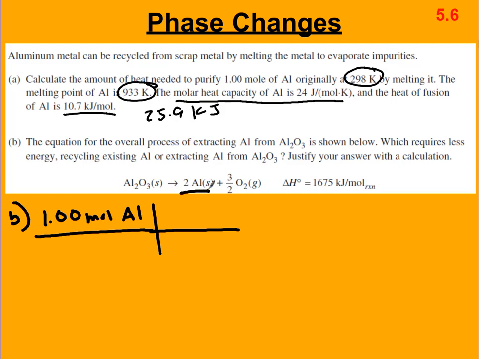They said for every 2 moles of aluminum, this is how much energy is going to be needed. Notice it's positive, so that's endothermic. So for every 2 moles of aluminum, I have 1675 kilojoules. So that's 838 kilojoules.